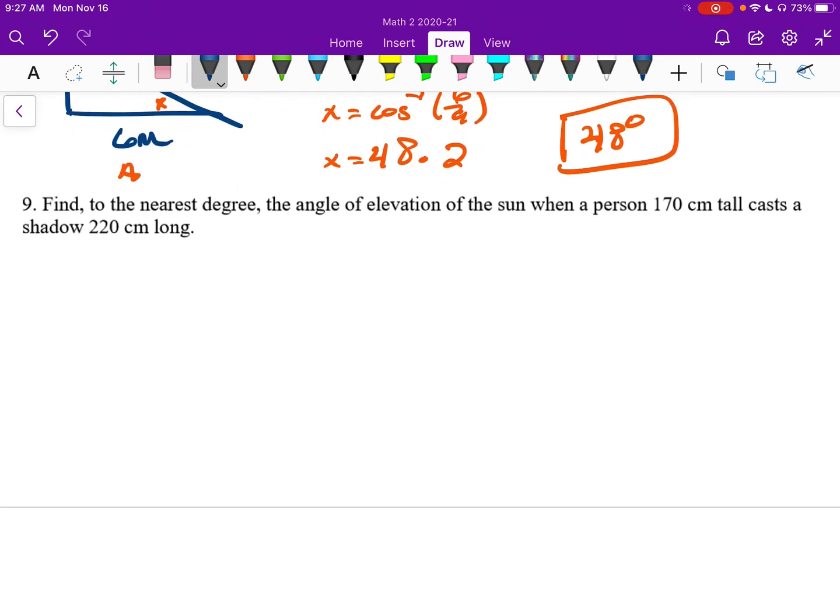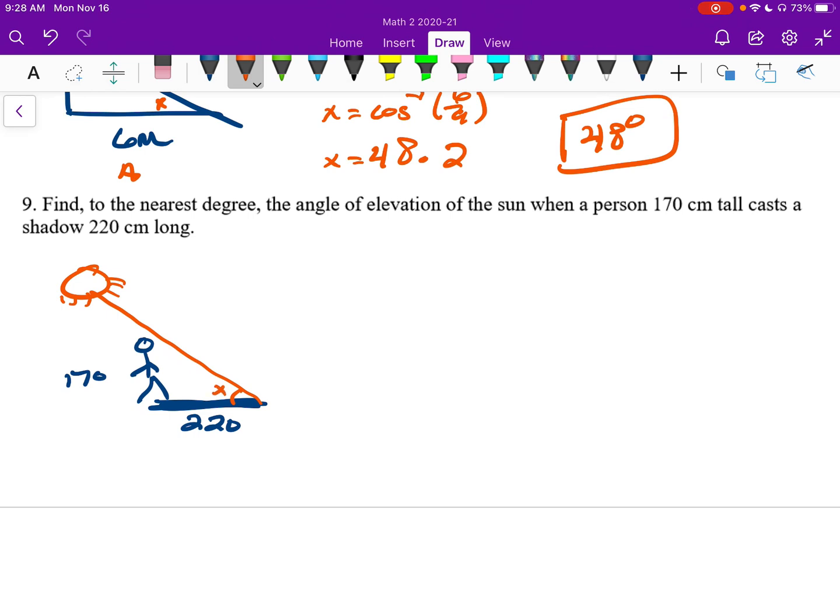All right, number 9. Find to the nearest degree the angle of elevation of the sun when a person 170 centimeters tall casts a shadow that is 220 centimeters long. So this is a lot like a problem we already did. Here's the person. Here's their shadow. The person is 170 tall and 220 is their shadow. The sun is up here. Here's the angle of elevation. That's our x. So this is opposite, this is adjacent, so that's tangent. Tangent of x is 170 over 220.